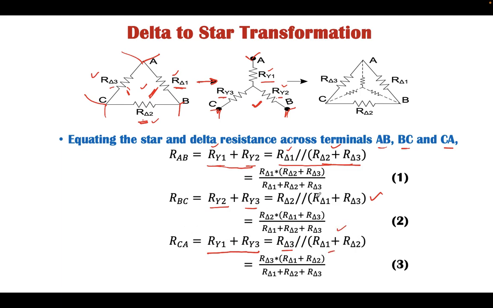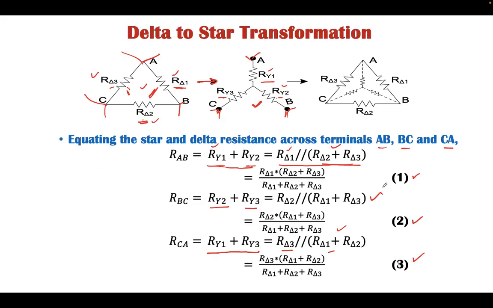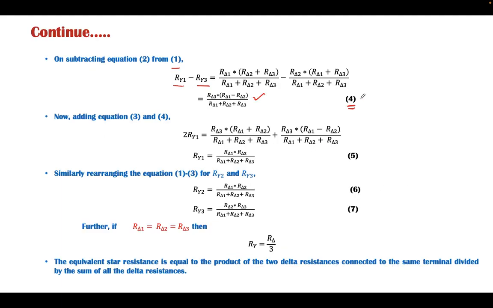On simplifying this network, we have three equations: equation 1, equation 2 and equation 3. Now from equations 1 and 2, if we subtract equation 2 from equation 1, we can find R star 1 minus R star 3, which equals this. Let this be equation 4. Now adding equations 3 and 4, the resultant value of R star 1 can be calculated.